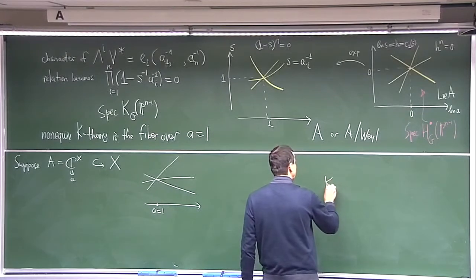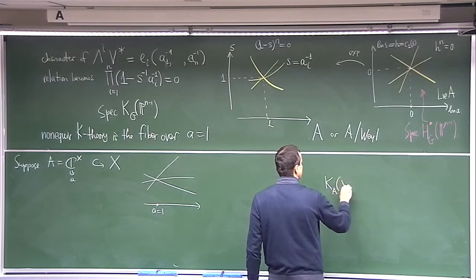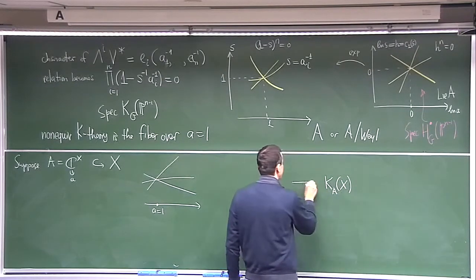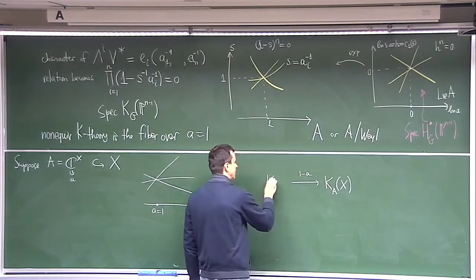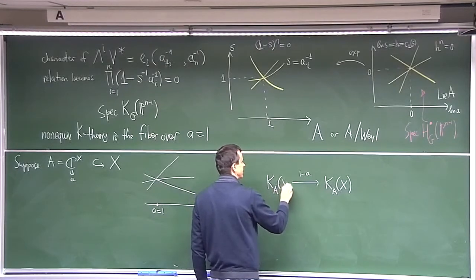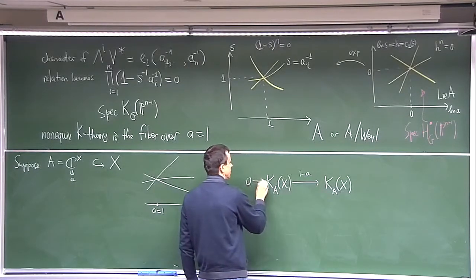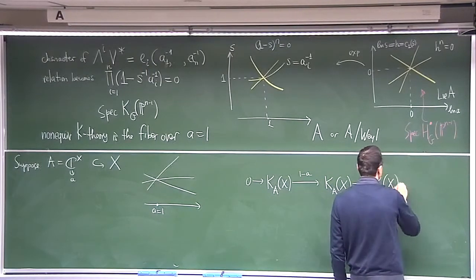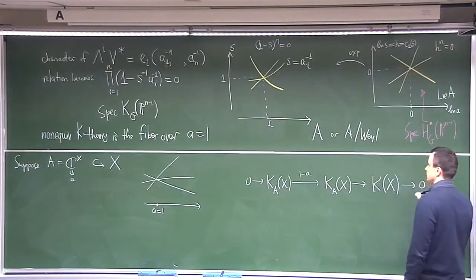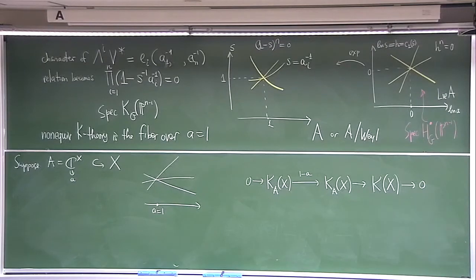I take the A-equivariant K-theory of X. Here I multiply by 1 minus A. Here I have K of just X itself. I claim there is this exact sequence.